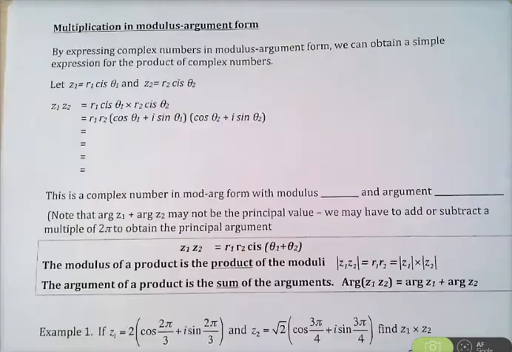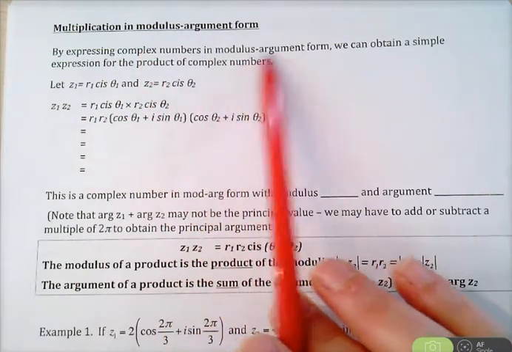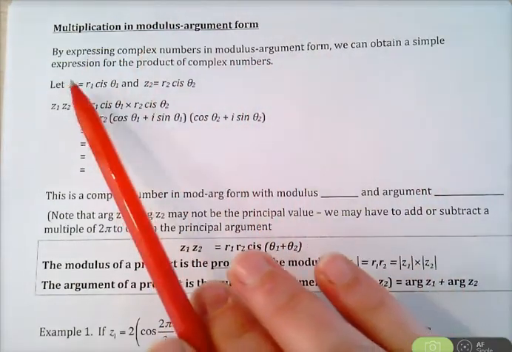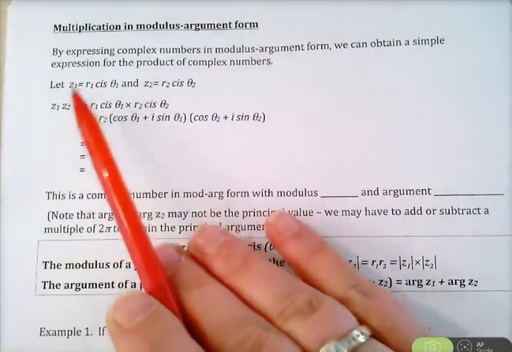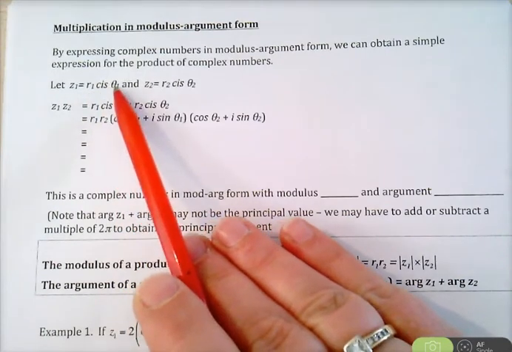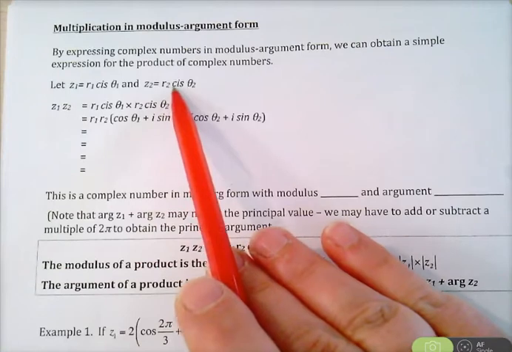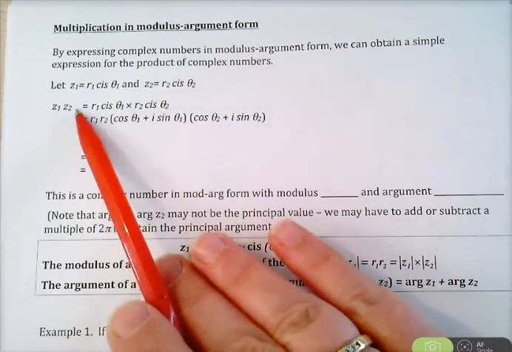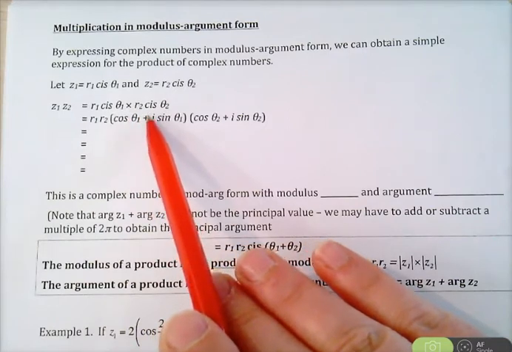Okay. 23, multiplication in modulus argument form. If we express complex numbers in modulus argument form, we can obtain a simple expression for the product of those complex numbers. So if our first complex number Z1 is R1 cis theta 1 and Z2 is R2 cis theta 2, then Z1 times Z2 will be R1 cis theta 1 times R2 cis theta 2.